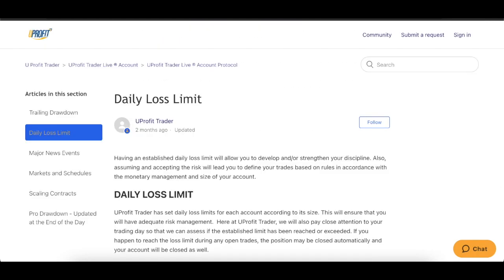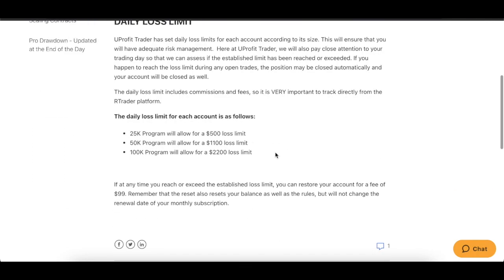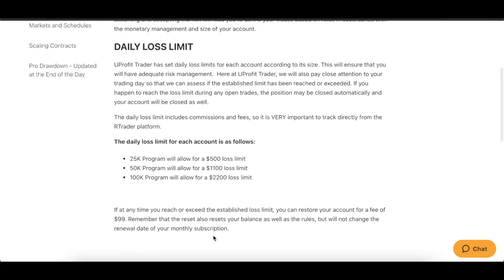All right, let's look at daily loss limits. Again, these are similar. I mean, this is all there is to it. They do have resets or restores for $99. That's right in line with everybody else. Daily loss limits, honestly, I forget what these are for some of the other programs. I tend to not like to hit them. But I would say they're similar. They're right in the same ballpark.